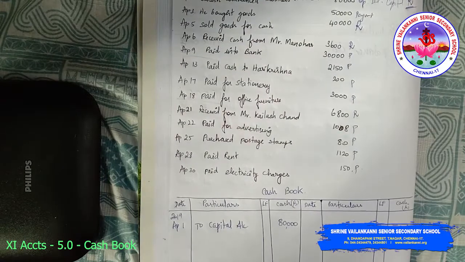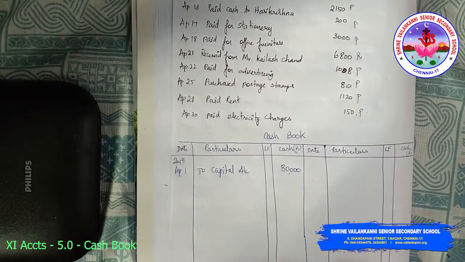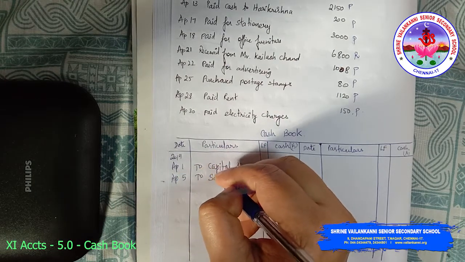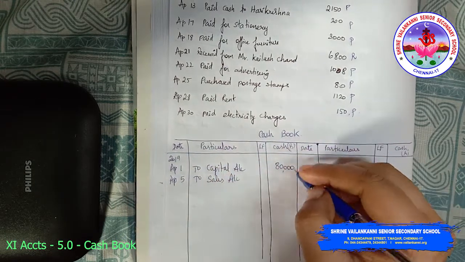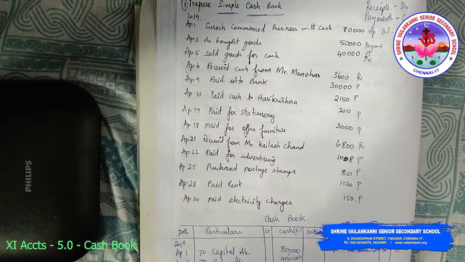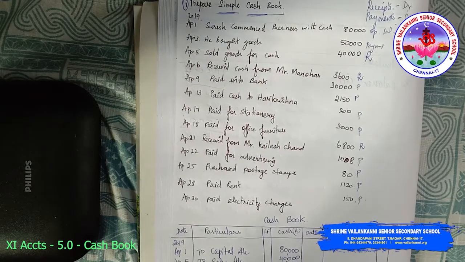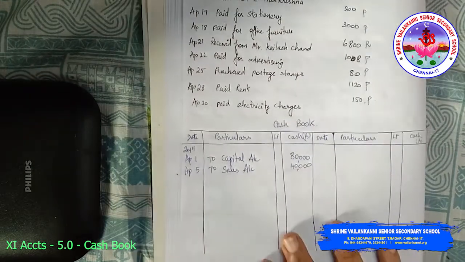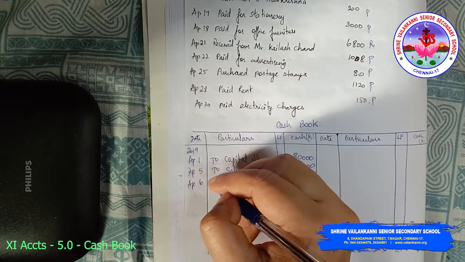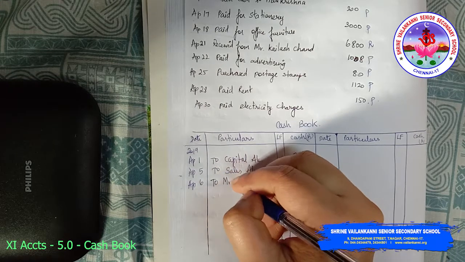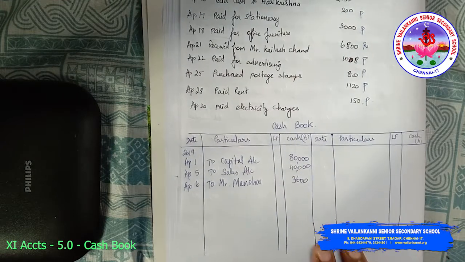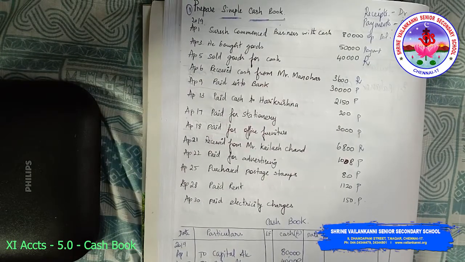Next, sold goods for cash. It's a receipt again. So April 5, to sales account, 40,000. Next, received cash from Mr. Manohar. So it's a receipt again. April 6, to Mr. Manohar, 3,600. Then paid into bank.